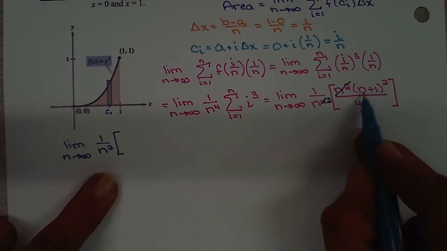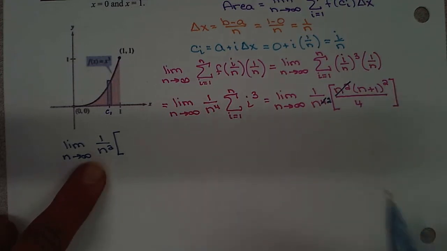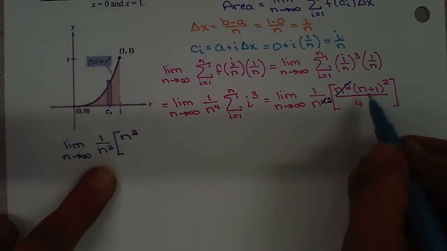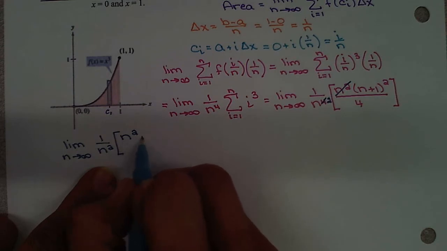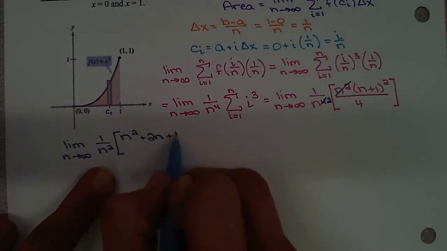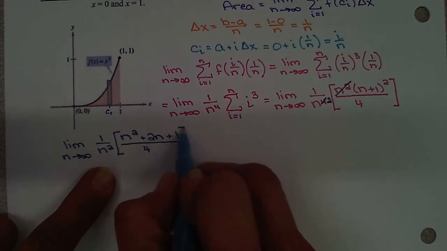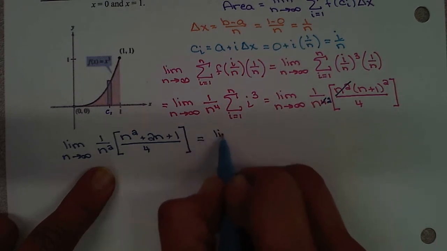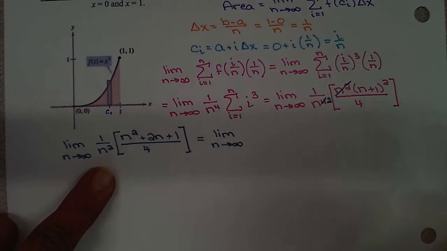I've got an n plus 1 times another n plus 1. The n times the n is going to make an n squared. I'm going to have an n times a 1 and then another n times a 1 to give me a 2n. And then a 1 times a 1 is just a 1. All over 4. This is going to equal then the limit as n goes to infinity.